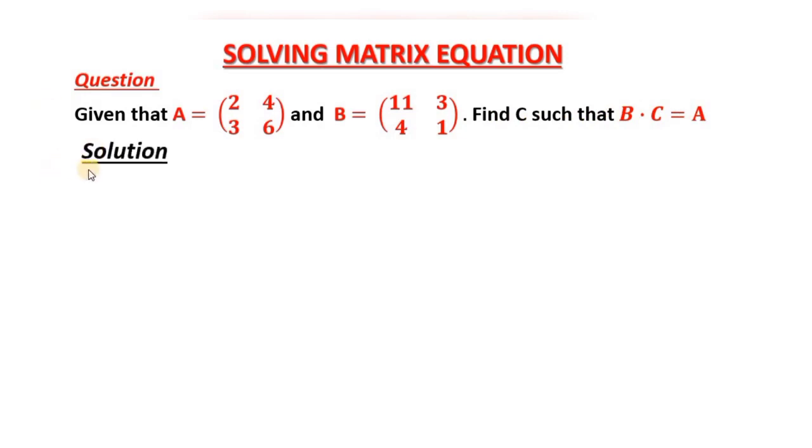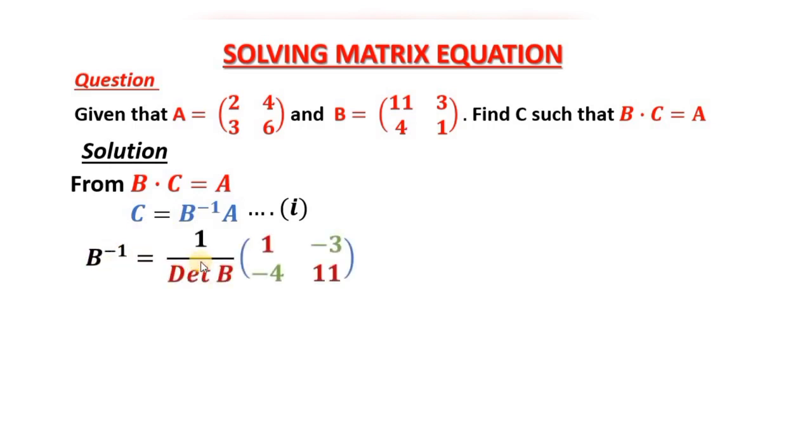So, from the equation B times C is A, we can say C is equal to the inverse of B times A. And therefore, let's call this equation 1. The next thing, we are going to determine the inverse of B.